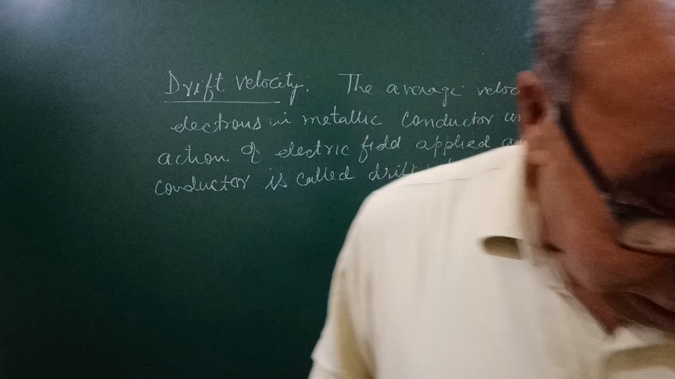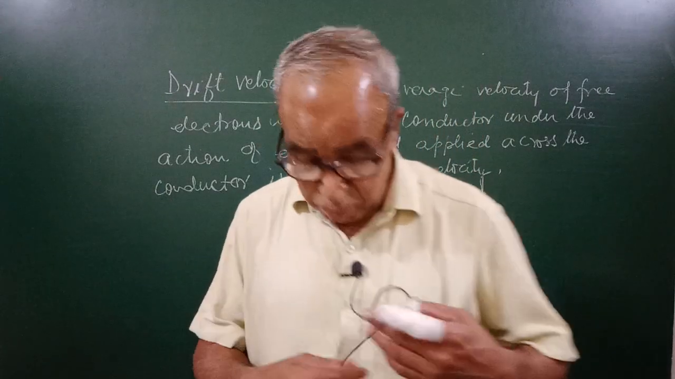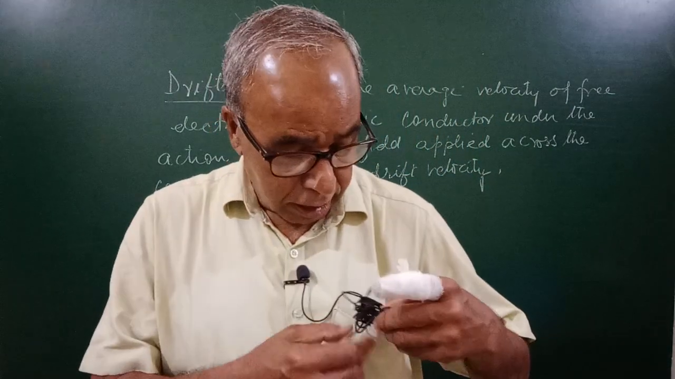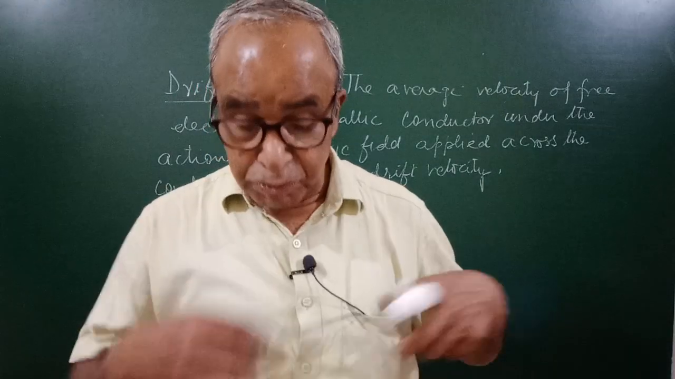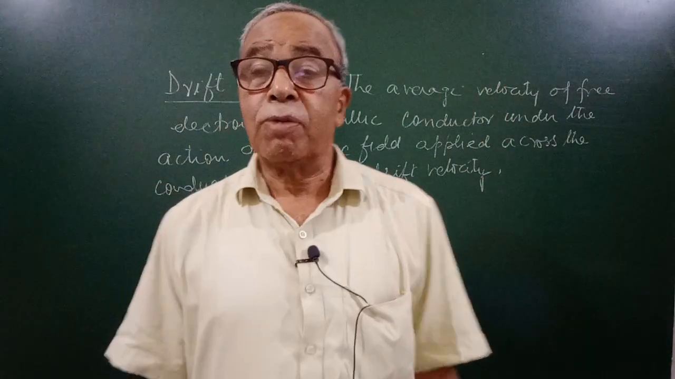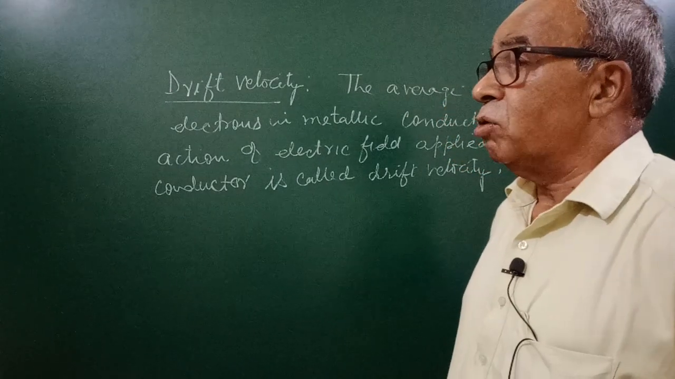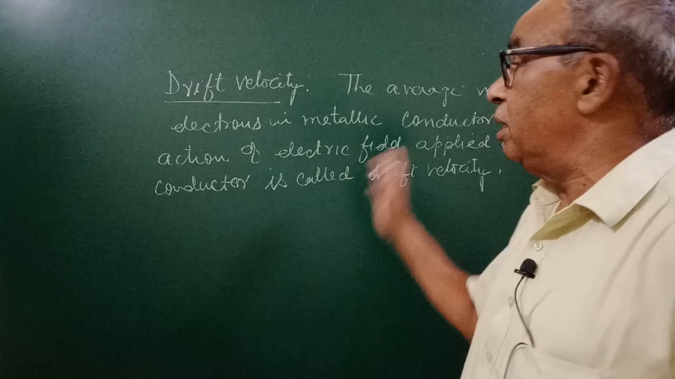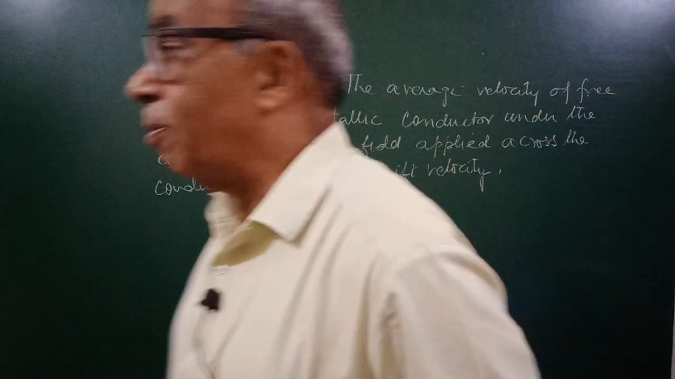Actually, in a metallic conductor, free electrons are there in big number. They keep on moving randomly. For a free conductor, when there is no electric field applied across it, no current flows through the conductor. But when we apply an electric field across the conductor, the electrons move with an average velocity, which is called drift velocity.